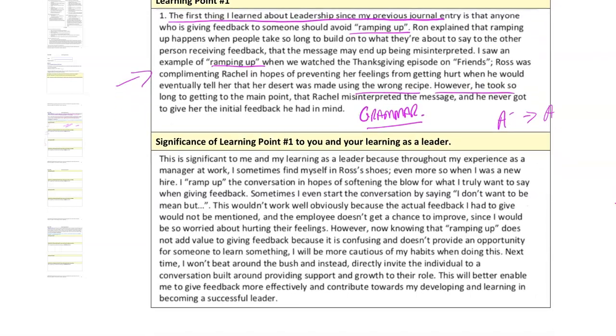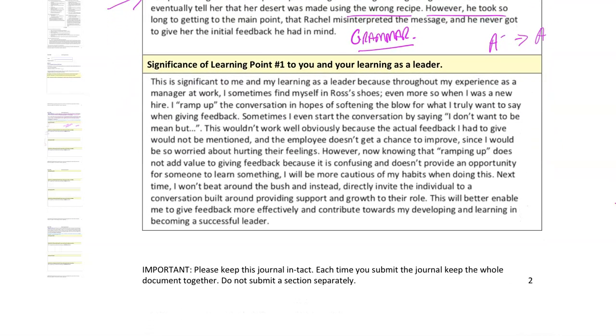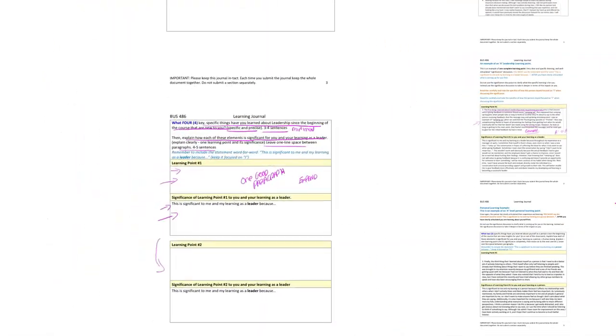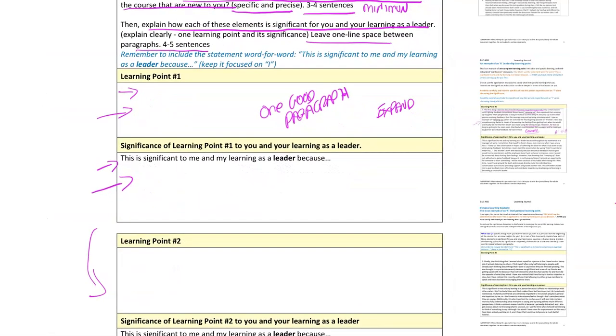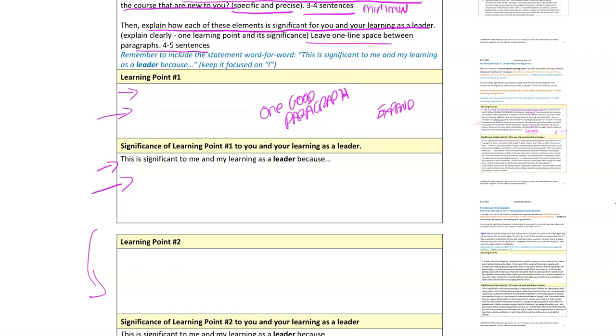The next section talks about the significance of this learning point to you and your learning as a leader. As I showed you in the template, there is a sentence that you're going to start every single entry with. In fact, let me show you this one more time. You'll see in the template this sentence, which starts every single time you talk about the significance: This is significant to me and my learning as a leader because.